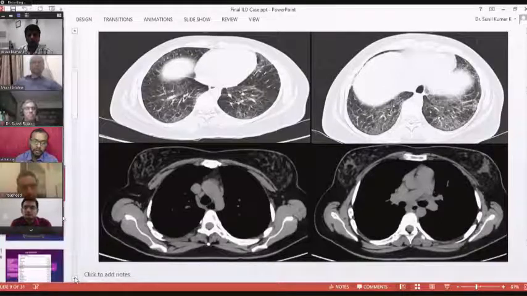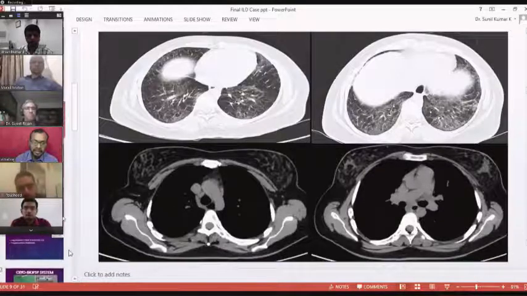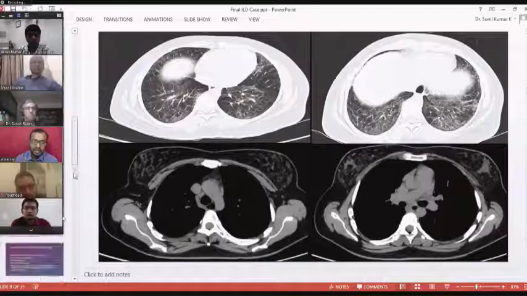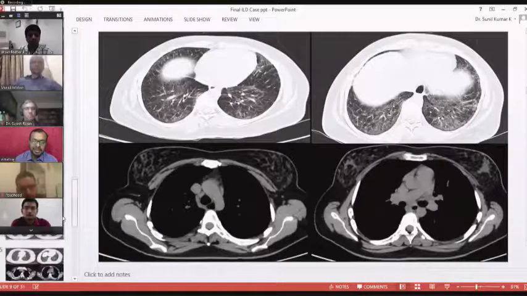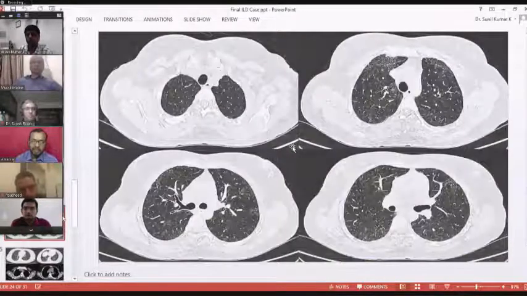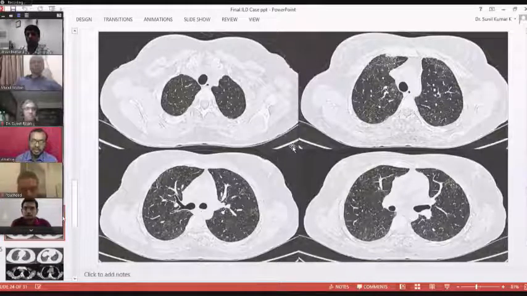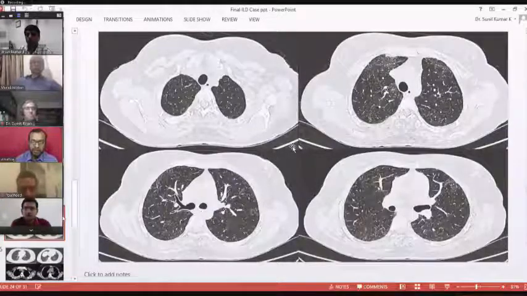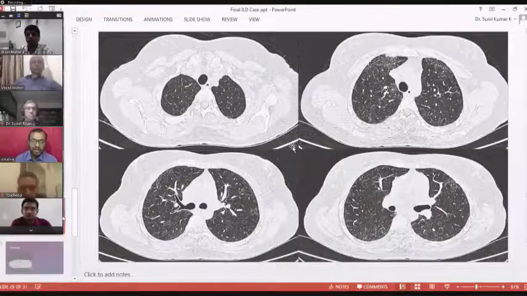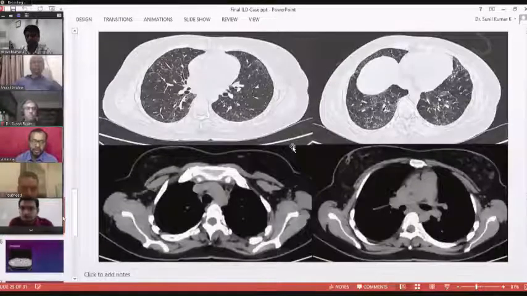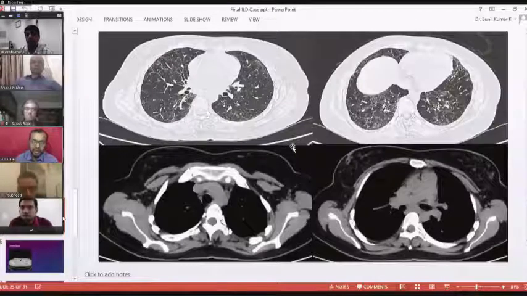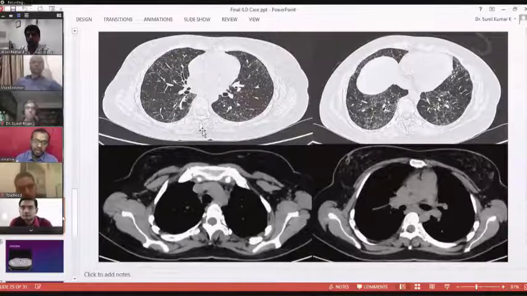And the follow-up CT, what we see in the end is that the ground glass has come down, but the fibrotic pattern is still there with some areas. Here again, you can see that the ground glass is relatively better apart from the anterior segments, but lower down, the ground glass has improved, but the fibrosis is still there. So improvement of the inflammatory component, but the fibrotic component still remains in this patient.